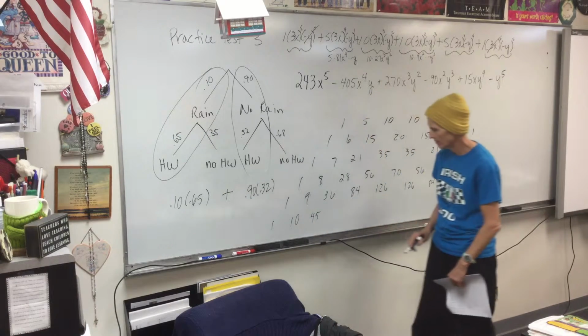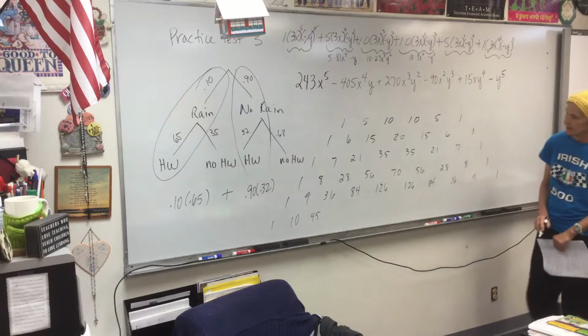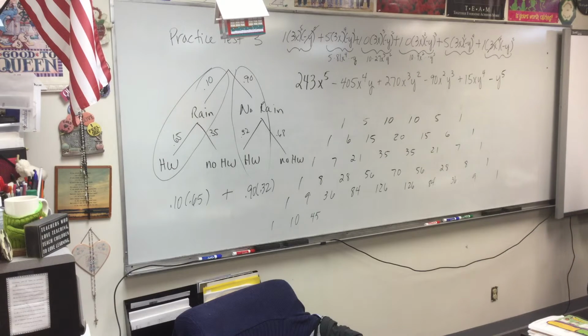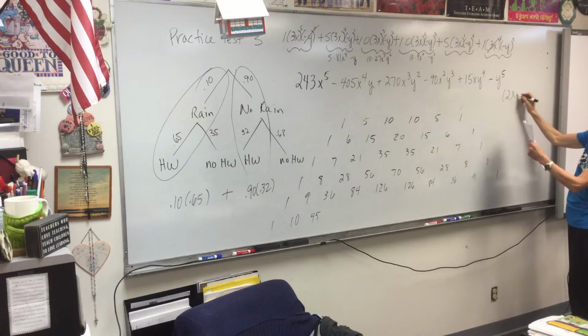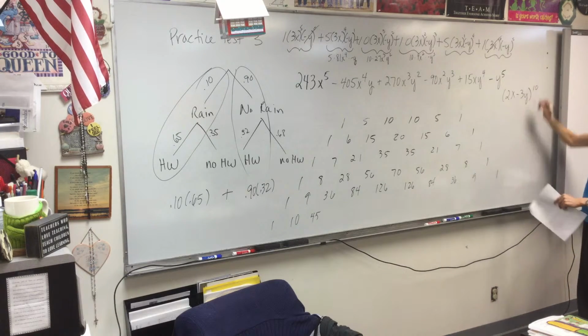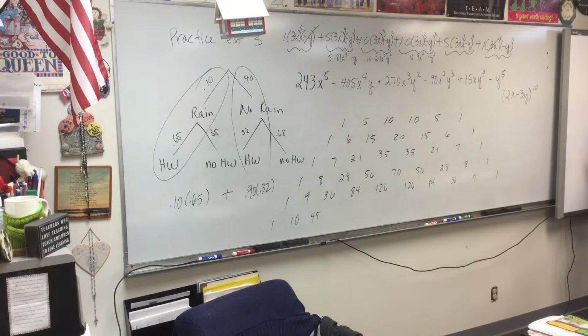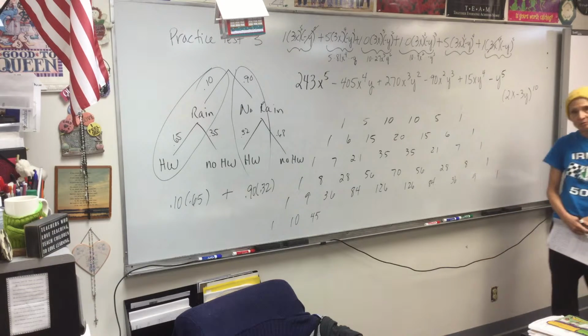I'm going to stop right there. Now, I could start with the 5th row because I have that memorized. We are doing the 3rd term of (2x minus 3y) to the 10th. So I found my 10th row.